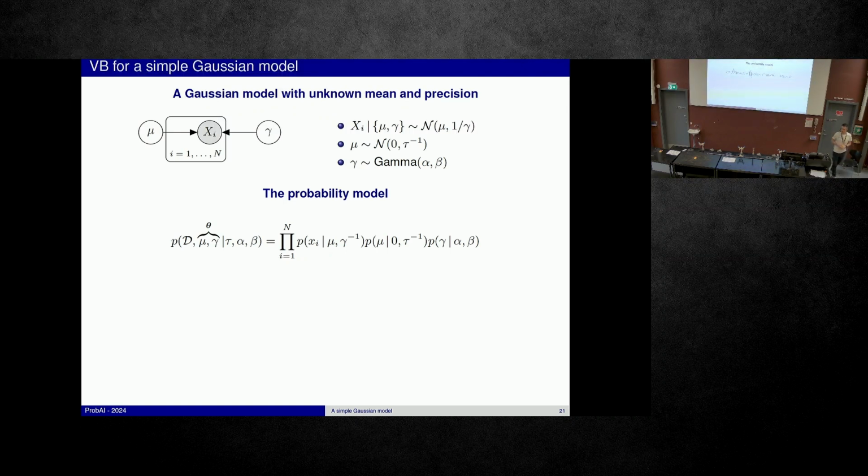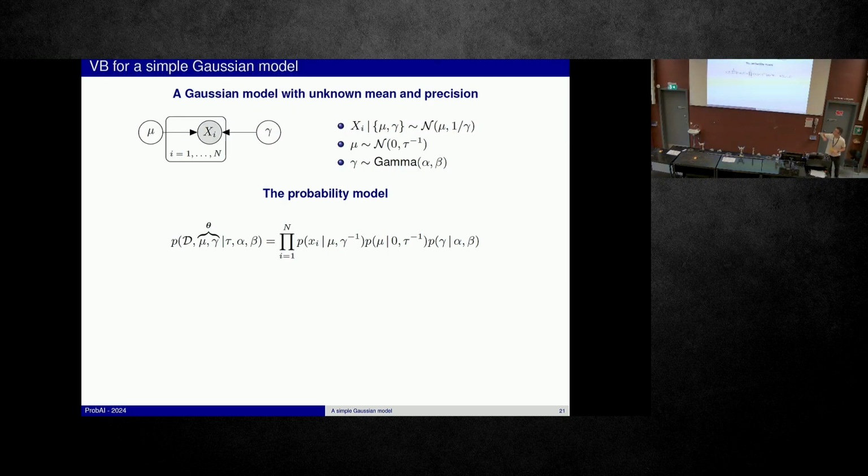For this part, we'll be looking at this simple Gaussian model where we have a collection of random variables x that are normally distributed, and we also have observations of those. They're normally distributed with a mean mu and a variance that's defined by a precision, the inverse of the variance. In this case the precision is gamma. Both mu and gamma are unknown parameters. Mu is given a normal distribution centered around 0, with a precision of tau, again the inverse of the variance. And gamma has a gamma distribution with shape and rate parameters alpha and beta.